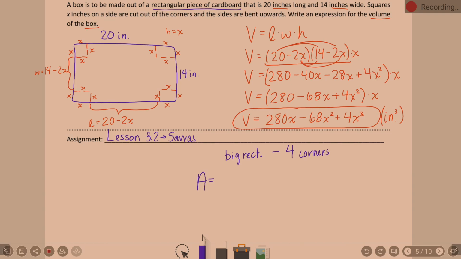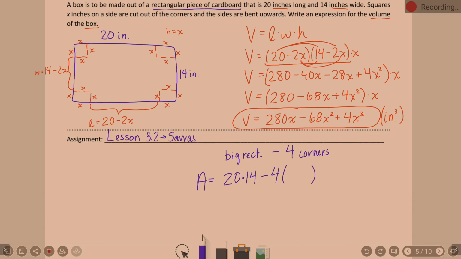What was my original piece of cardboard? 20 by 14, yes? So how do you do the area of that big rectangle? We got 20 times 14 times 6. No, just 20 times 14 for the whole piece. Okay, this whole thing was 20 by 14. What did I take out? 4 corners. So I took out 4 corners. What do you know about each corner? What's the area of one corner?